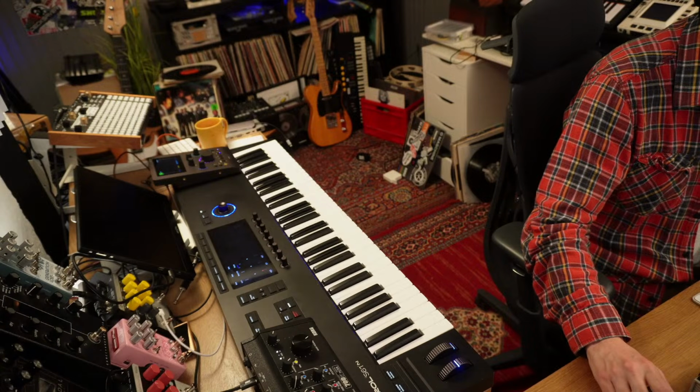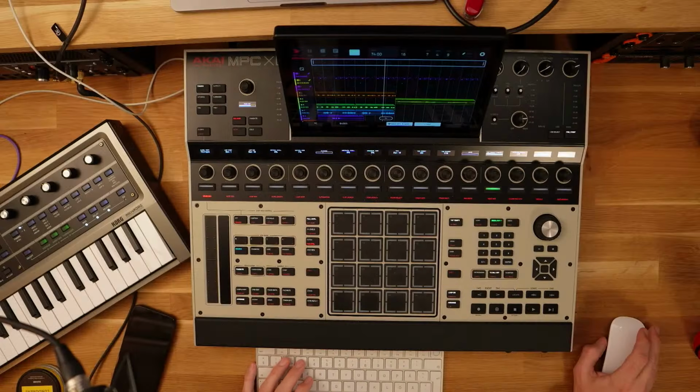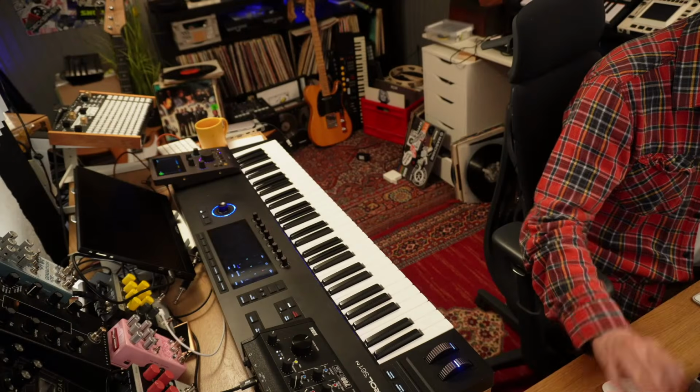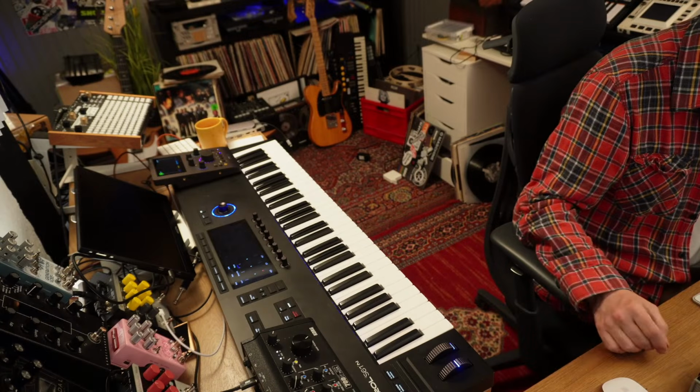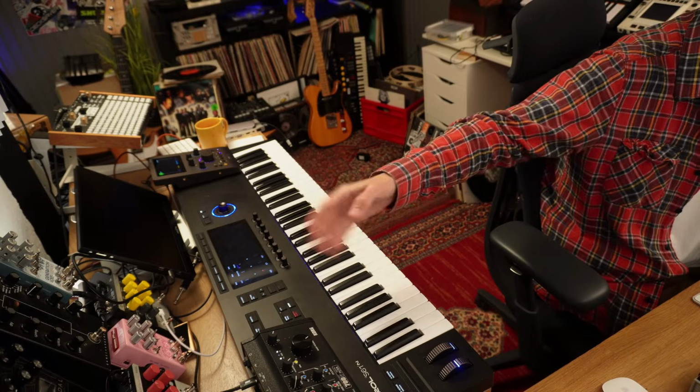Okay, we have all the camera angles. That's the one, that's another one, and that's a third one. Not that I'm going to use this today because that monitor is actually not connected. Whatever.